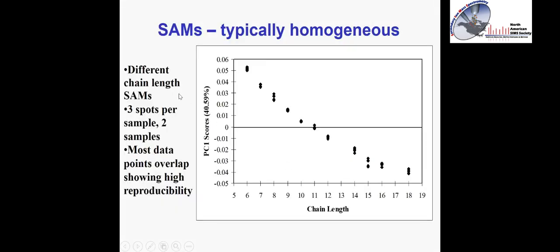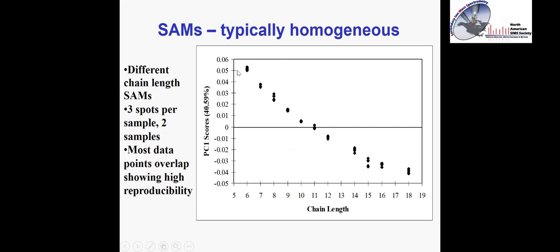Just as a quick example, this is some data from self-assembled monolayers on gold. This is showing 3 spots per sample on 2 different samples. So there's 6 data points per sample type. And here we're looking at a scores plot where the y-axis is the principal component analysis scores, and the x-axis is the chain length.